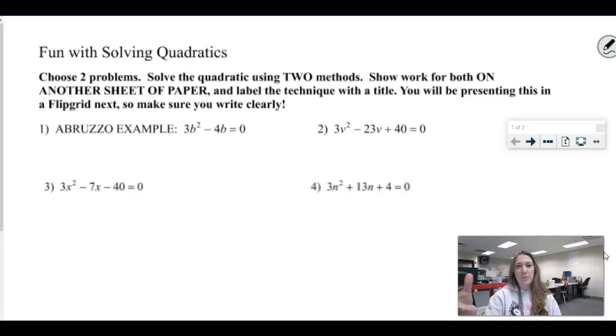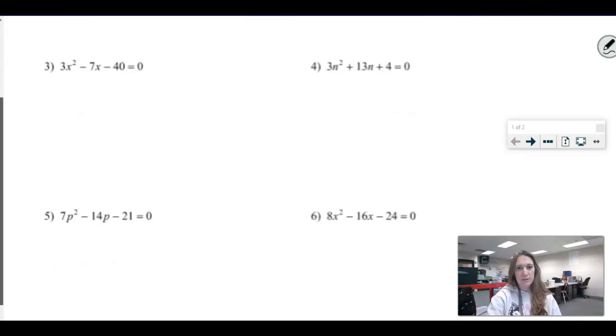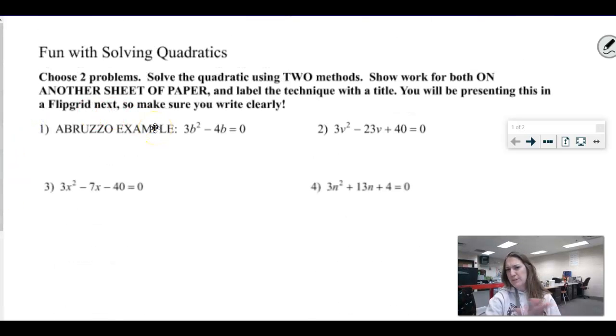So I'm going to do number one as an example for you so you can get a feel for how you should attack your questions, and then there's, I think, 6 or 8 problems on the worksheet. Like there's 6. I don't know. I feel like there's 8. I think I didn't take all of them. But you only have to choose 2 of them. But remember, you're doing each problem twice.